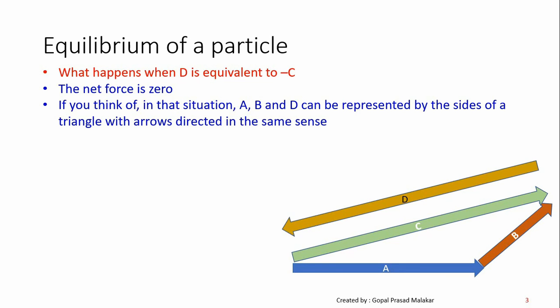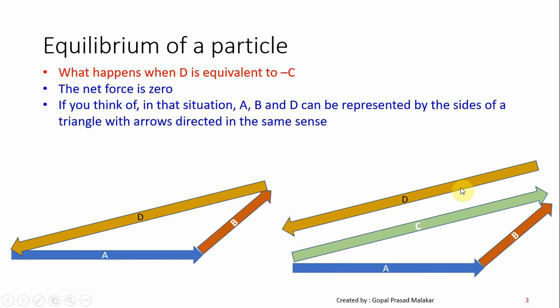Now if you think of this situation, A, B and D can be represented by the sides of a triangle. So if you think of A, B like that, and D is just this side of the triangle, where arrows are directed in the same sense. So essentially if it is going here, it is going here, and it is going in this direction. So in that case, when A, B and D can be represented by sides of a triangle where arrows are directed in the same sense, the net impact is zero.